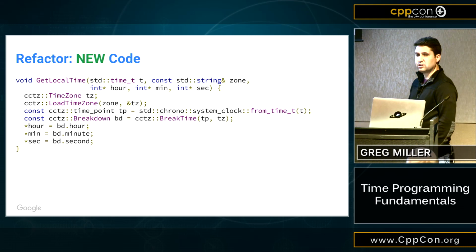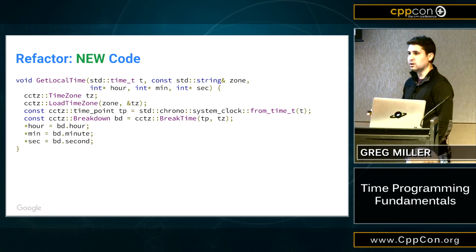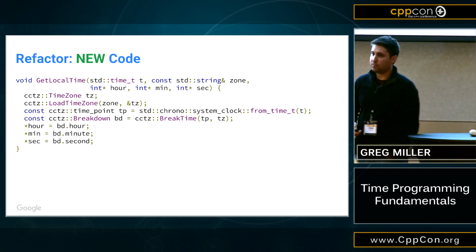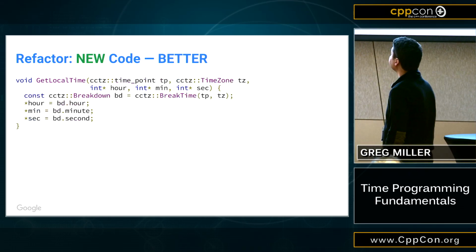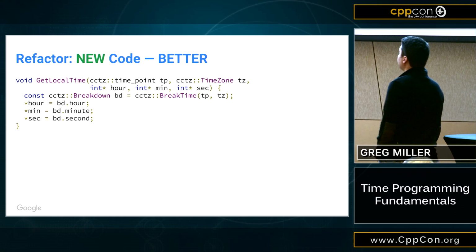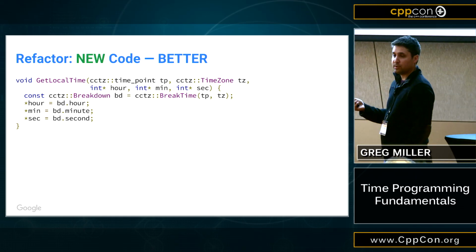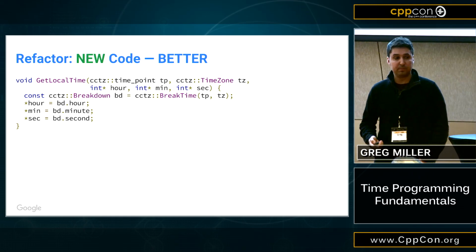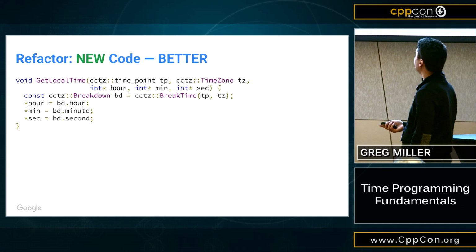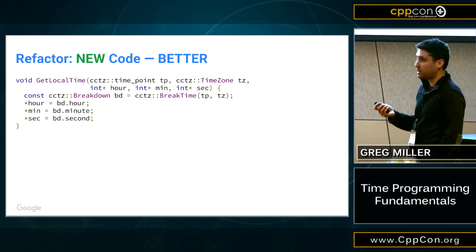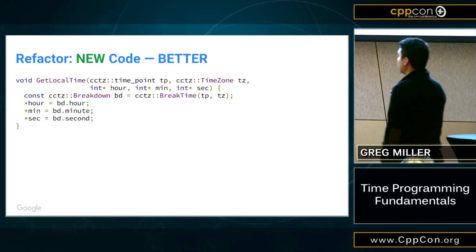Now let's say there's actually not too many callers to this function, so updating the function signature is maybe okay. Let's see what we could do if we could improve this a little bit more. What I might do is, instead of passing a time t, I'll just pass in the time point. It could be a CCTZ time point, or even a std::chrono system clock time point would be just as good. And instead of passing in the time zone as a string, I'll have the caller just pass the time zone as the CCTZ time zone object.